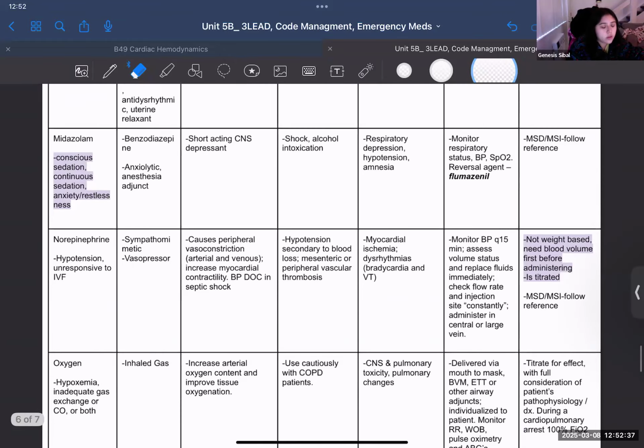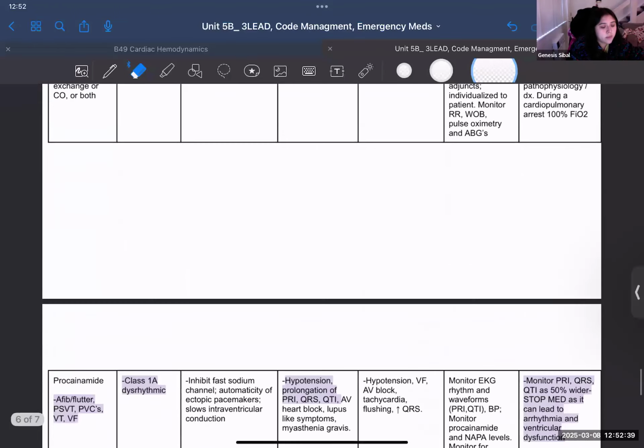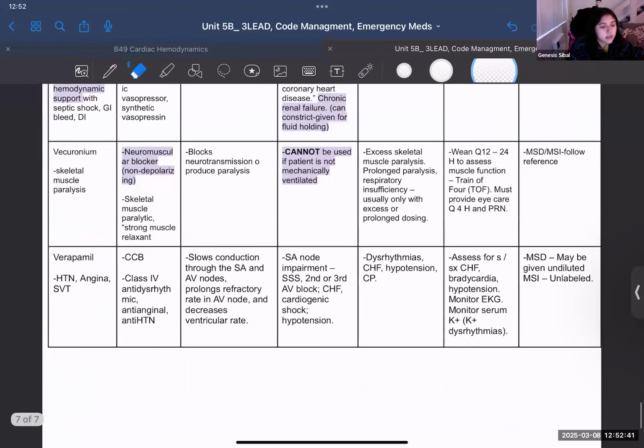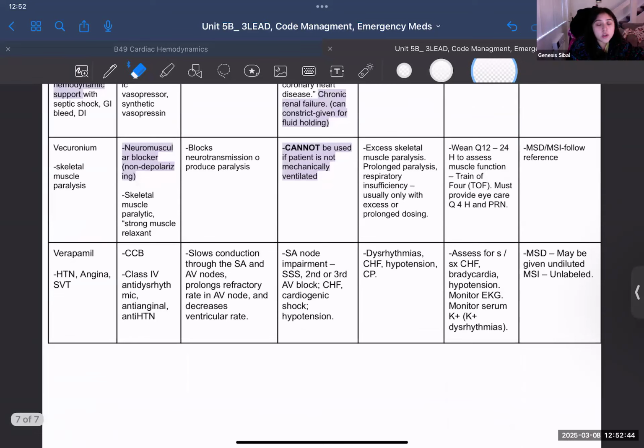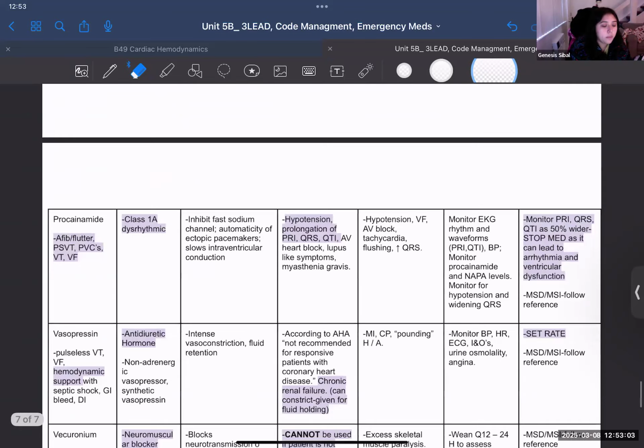But yeah, I just went through some of this stuff because she told us to know it. She didn't ask us anything about it. Vecuronium, we talked about it a little bit last time, well, we talked about the other one, which is sux. This is the other non-depolarizing one, so it doesn't have that contraction. It just induces paralysis automatically. Cannot be used if patient is mechanically ventilated. You guys know that's the same thing with sux, but I would just read through it. Honestly, I don't think she's going to ask you about it again.